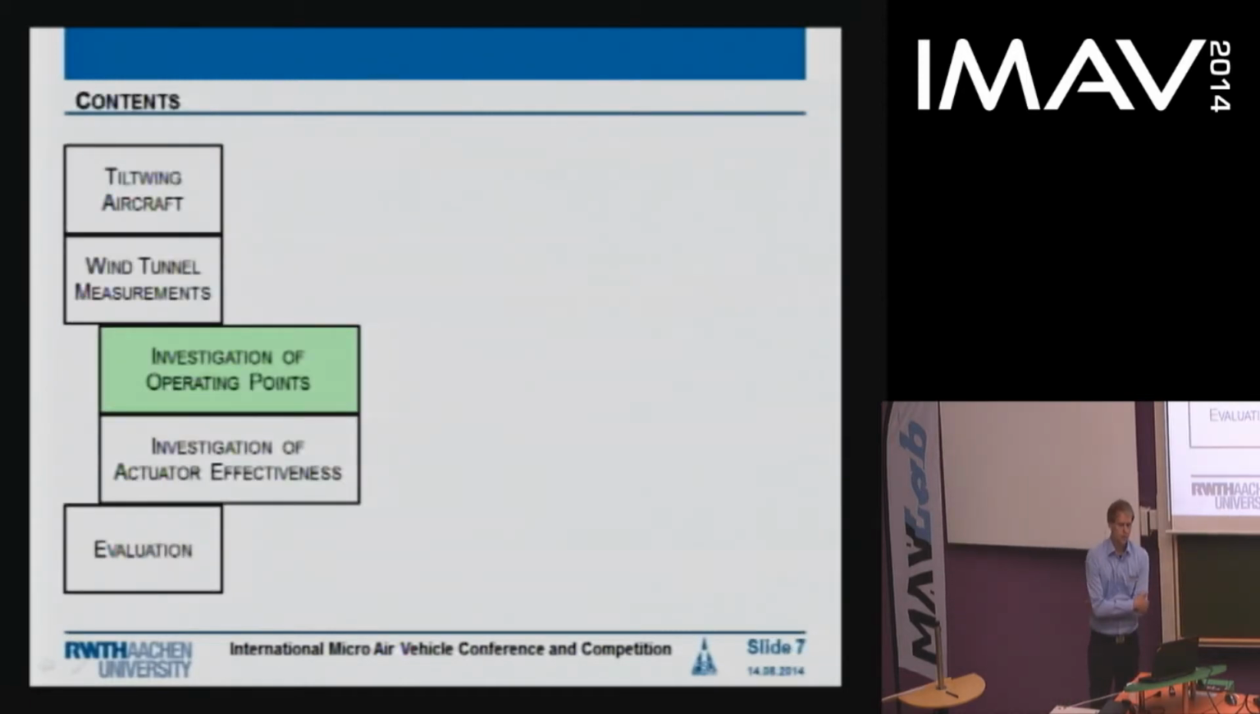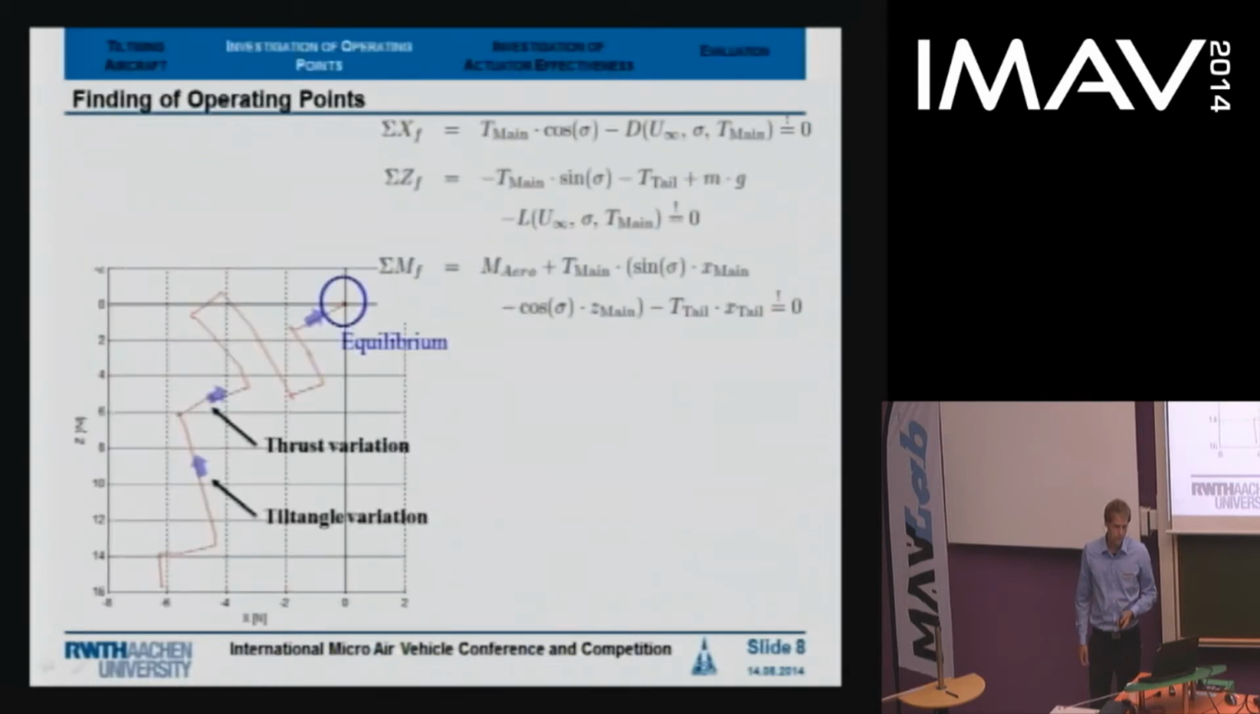As mentioned, the measurement is divided in two parts. At first, we have the investigation of the operating points of this tilt wing, and on the other hand, we have the investigation of the actuator effectiveness in these operation points. So for each of the two investigations, I'm going to present the measurement approach first, and then I'm going right away to the results of this measurement.